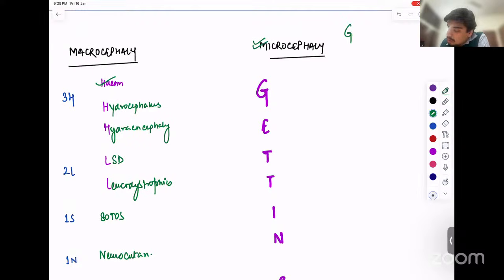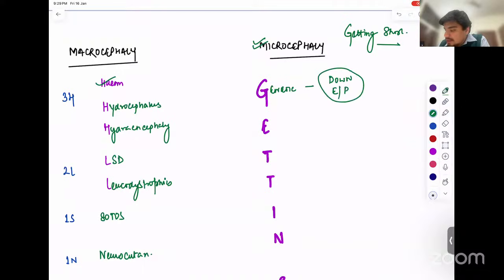You can remember it by the mnemonic GETTING SHOT. In microcephaly, your head circumference is getting short, right? What are these? There are genetic causes. By genetic, I basically mean aneuploidies, like Down syndrome, Edward, and Patau, all these will have microcephaly, right?